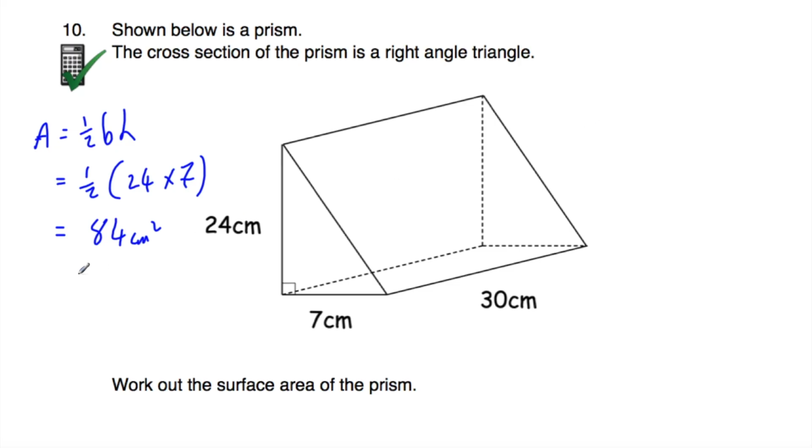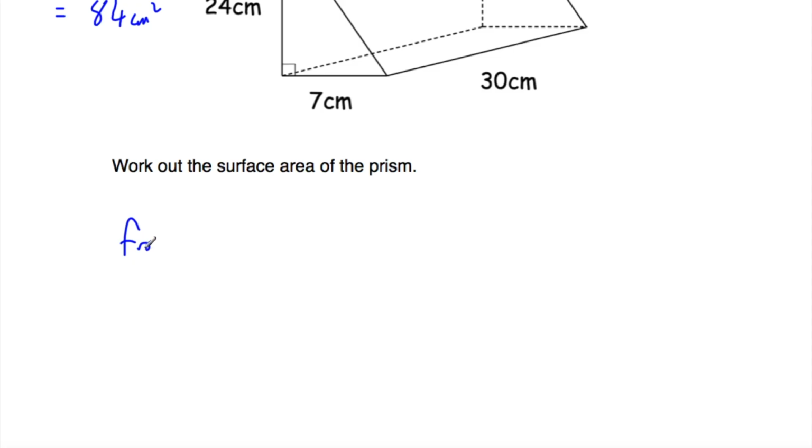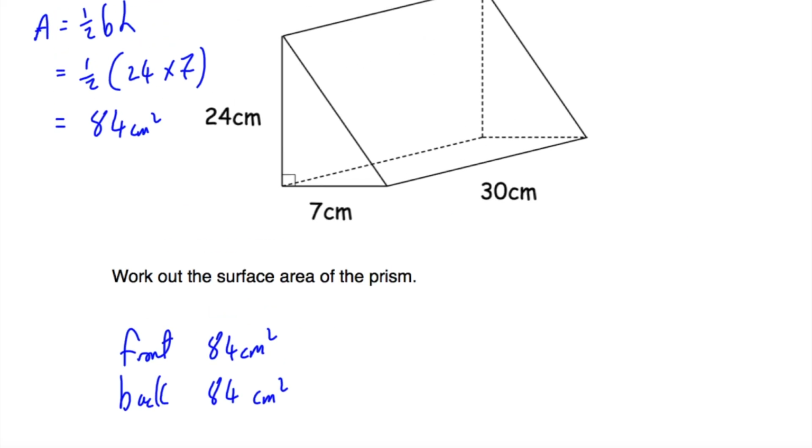And it'll be the same as the back, so that's the front and the back. The front will have an area of 84 centimeters squared. The back will have an area of 84 centimeters squared. Okay, so that's 2 of the faces.